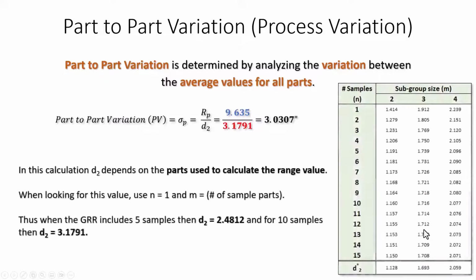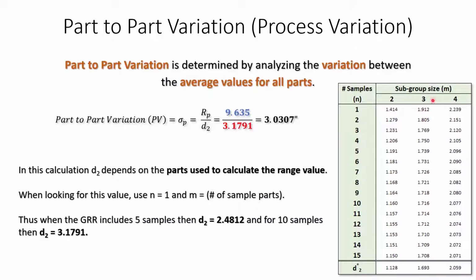Now again, here's how you look up that D2 factor. For the part-to-part variation, the approach you use is different. So here we always use n equal to 1. That's this very top row, and m equals the number of parts. And that's actually off the chart, so we use 10 parts.